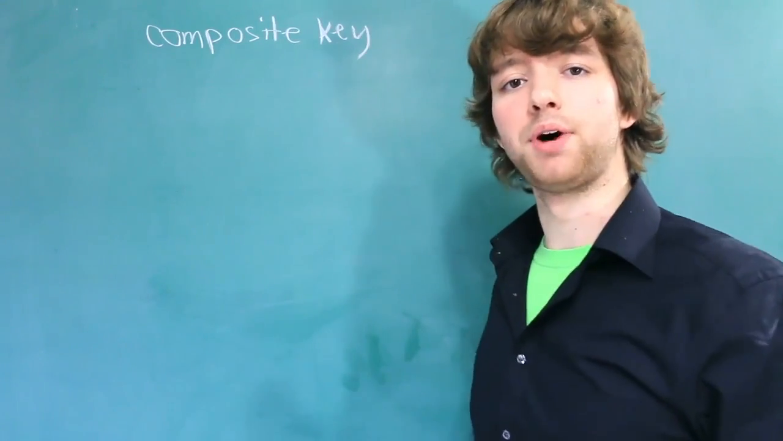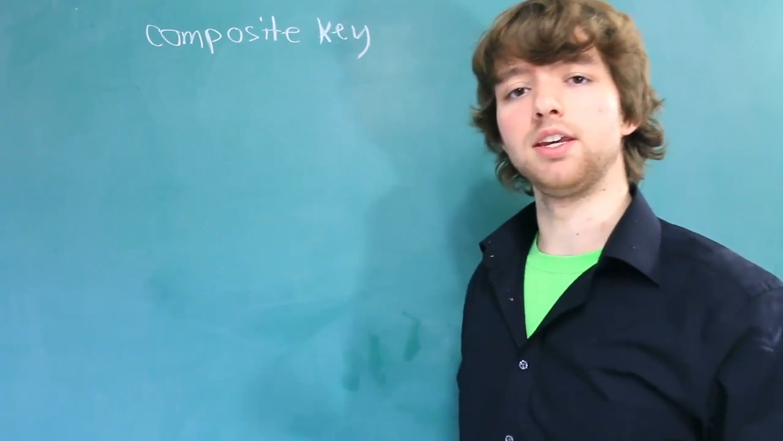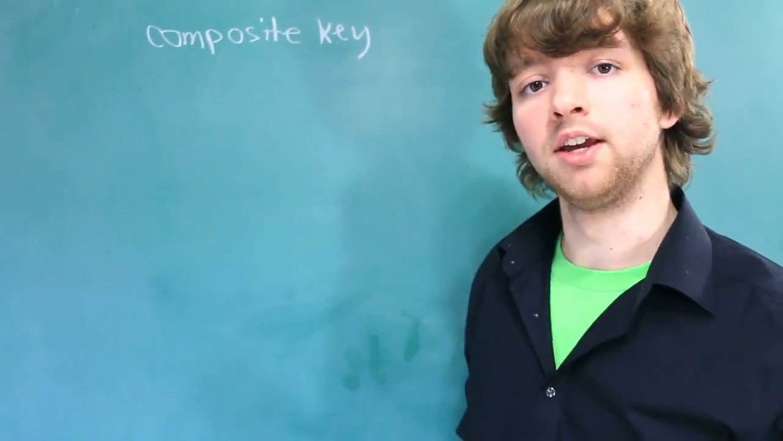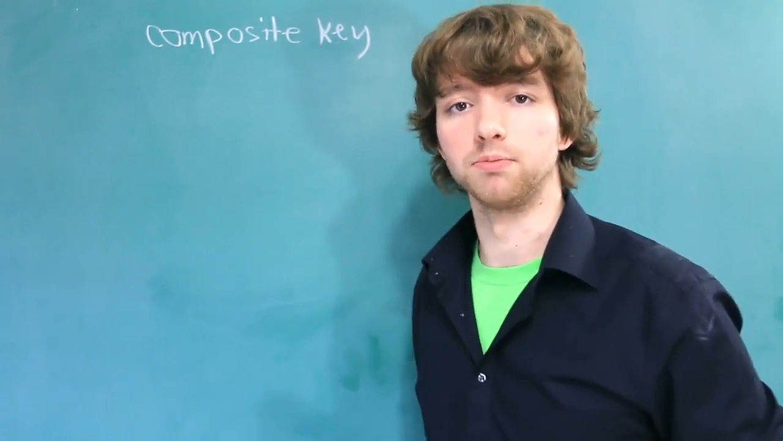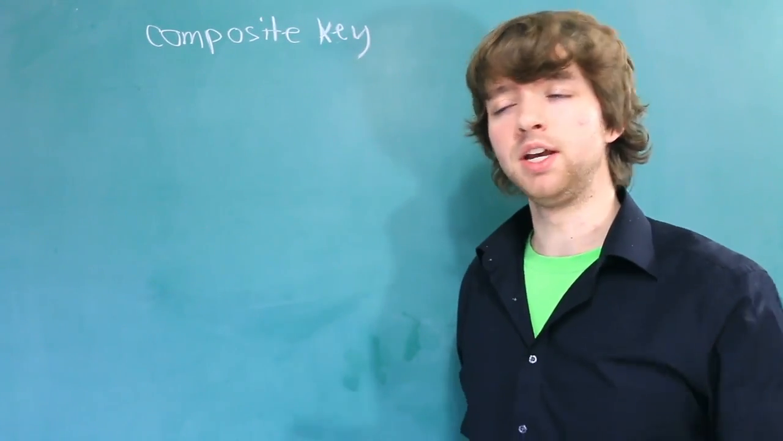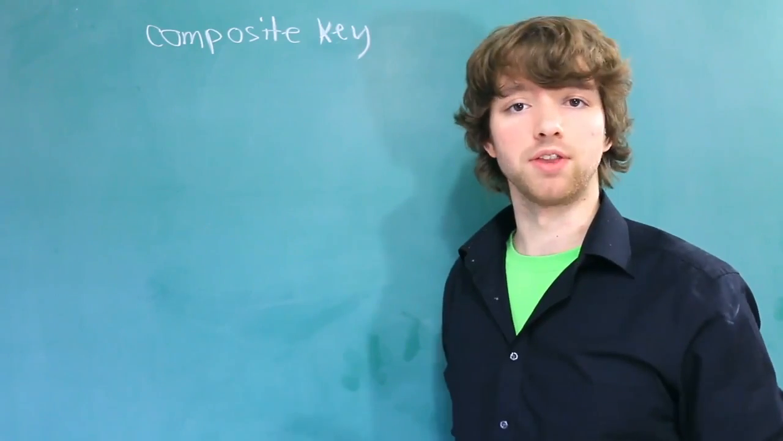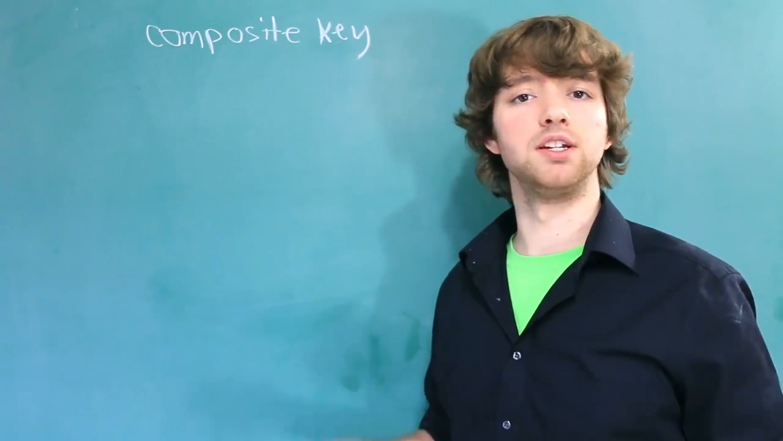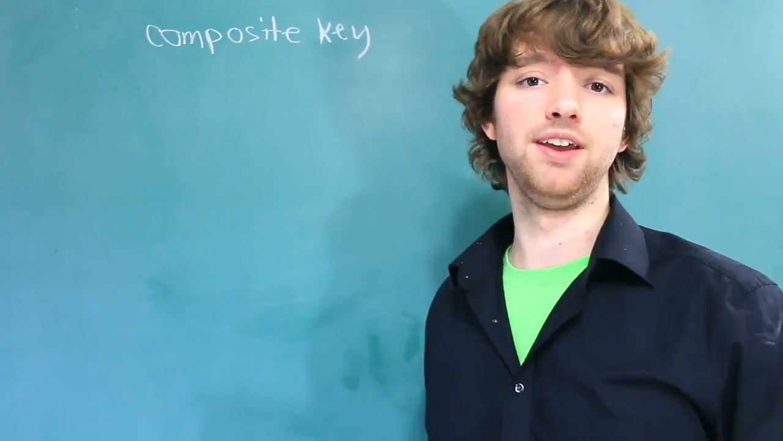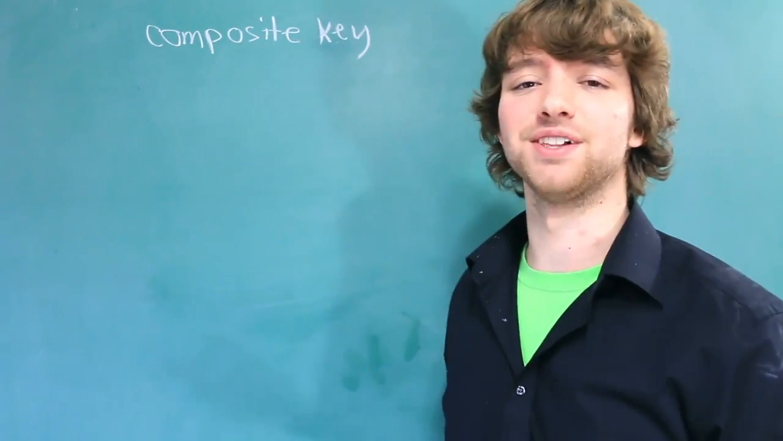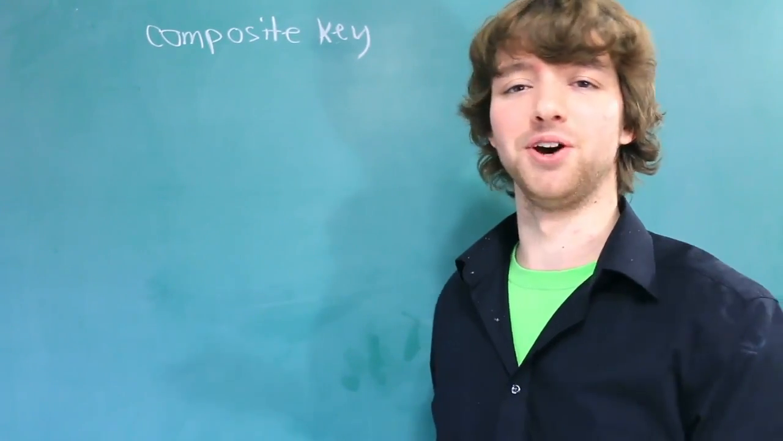Now, what is a composite key? A composite key is a key or a primary key that consists of multiple columns. So more than one column. It doesn't have to be two, it can actually be more than that. So you could have a primary key consisting of 10 columns if you wanted, I think. I don't think there's a limit, but you guys can try it and let me know if there is.